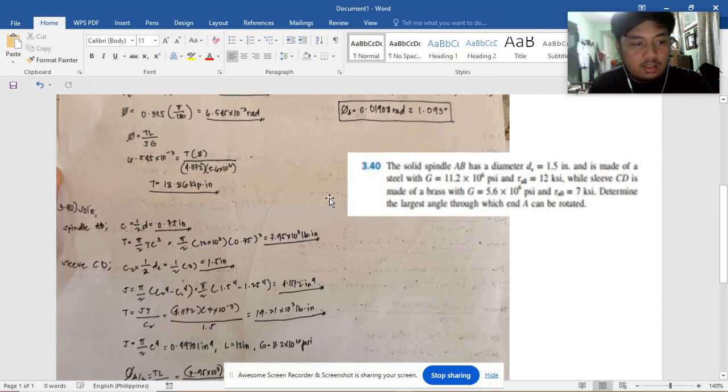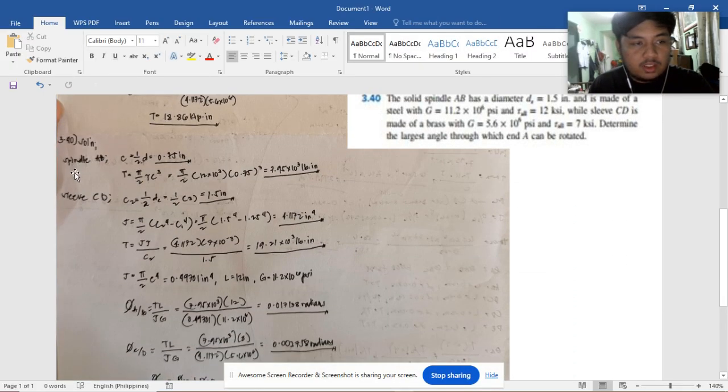So again, here's our solution. For the spindle AB, we'll solve first. c is equal to 1 half times D, the answer will be 0.75 inches. T is equal to τ J over c, which is pi over 2 times 12 times 10 to the power of 3 times 0.75 cubed, and you'll have the answer 7.95 times 10 to the power of 3 pound-inches.